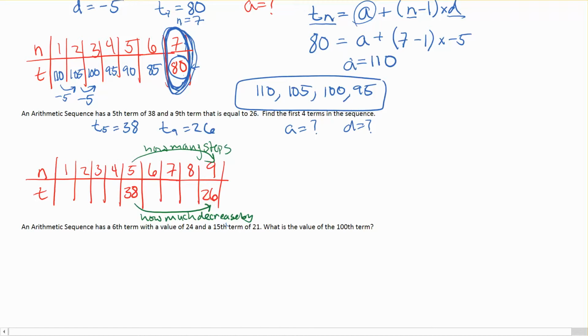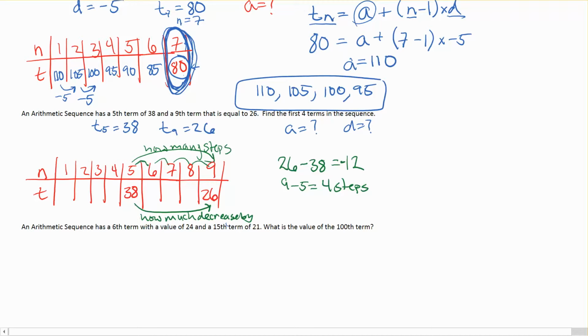So how much did I decrease by? Well, let's figure this out. I'm going 26 minus 38, and you can see here that I have decreased by 12, and that's a negative 12 because I've gone down by 12, right? So I'm decreasing by 12 total between 38 and 26, right? So it should be negative because I've gone down, and now I need to figure out how many steps I've taken. So that's going 1, 2, 3, 4 steps. Another way to look at that would be 9 minus 5 would get you 4 steps.